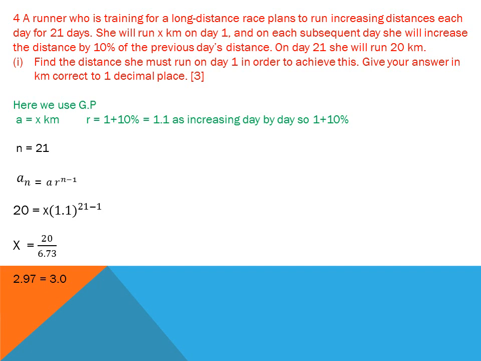Here I apply the formula for the indicated term, because I have the term number 21, which is 20 kilometers. So a_n is equal to a r to the power n minus 1. a_n means the 21st term is 20, the first term is x, r is 1.1, and n is 21 because it's the 21st term. So 21 minus 1, I will find that x is equal to 2.97, which rounds up to 3.